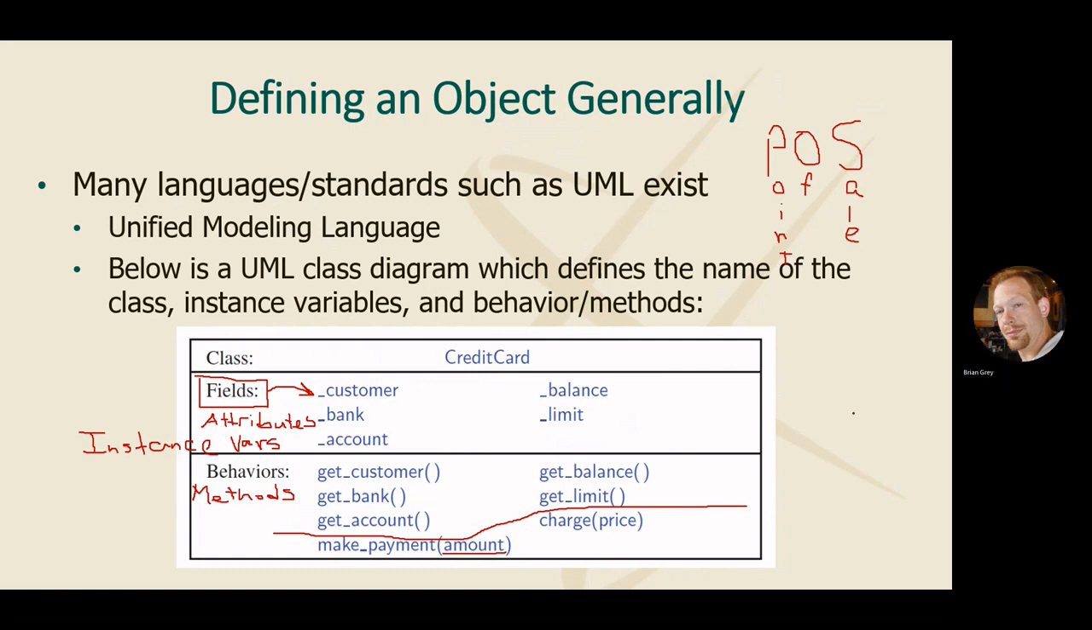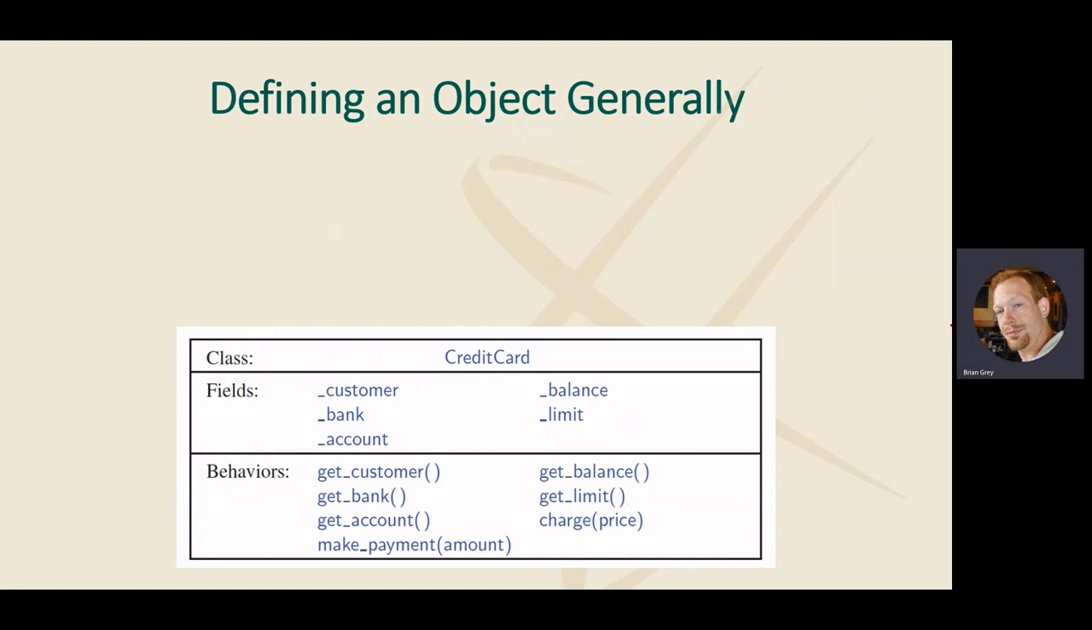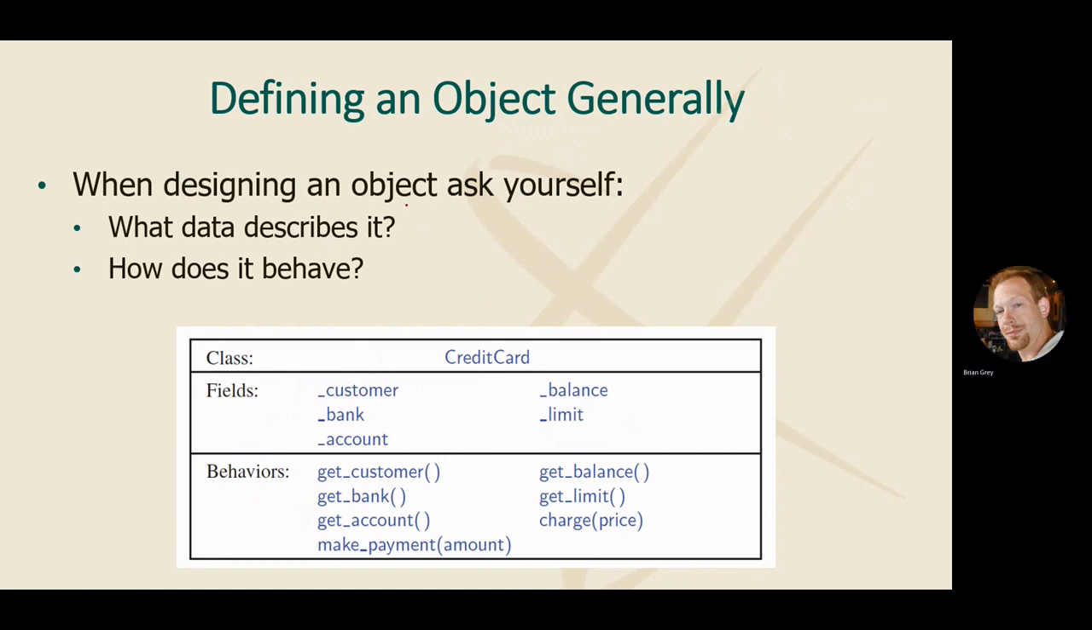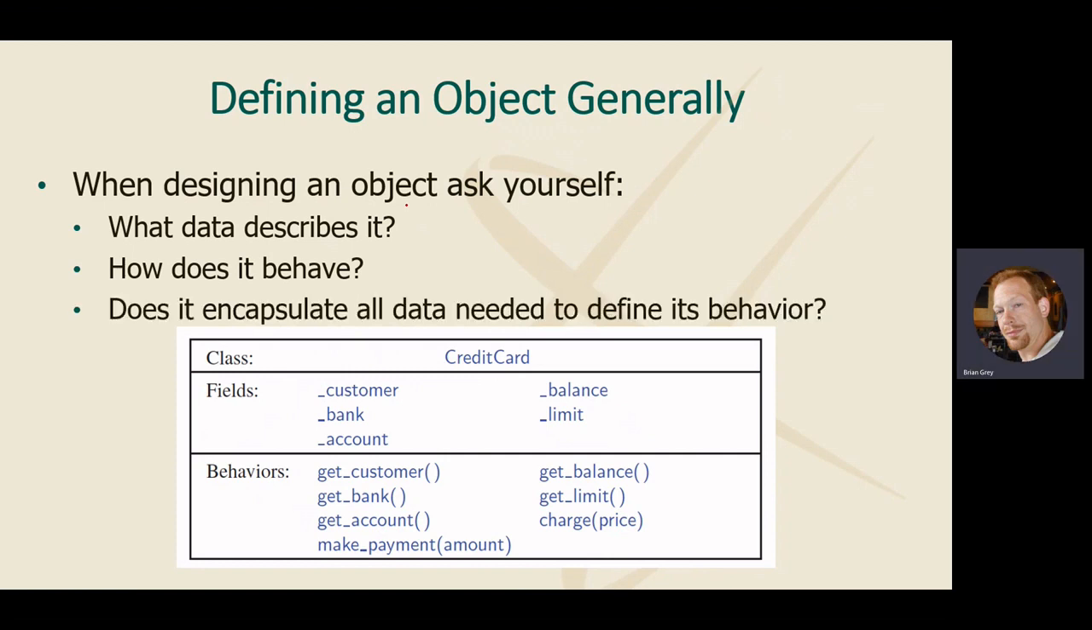But we need a little rule of thumb. Right? If you want a rule of thumb when you're designing an object, ask yourself, what data describes this object? What data describes what I'm going to need to do? How does that data behave? How does that data and object behave? And does my design encapsulate all the data needed to define that behavior?